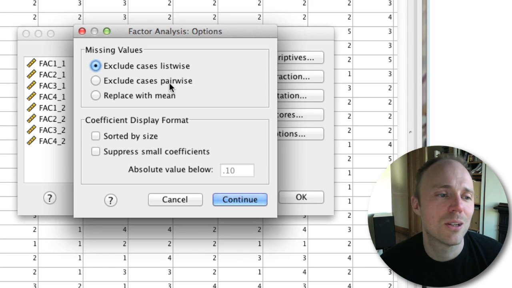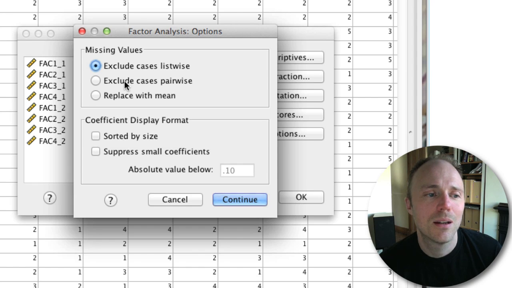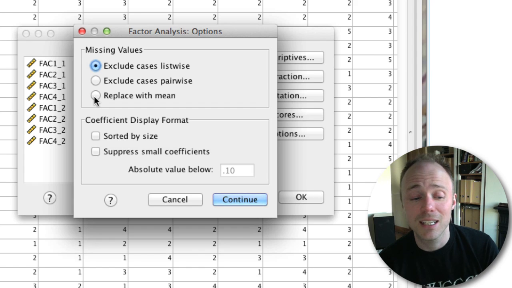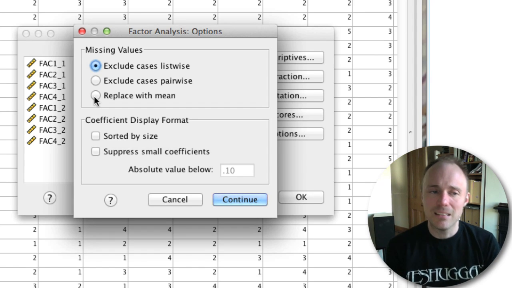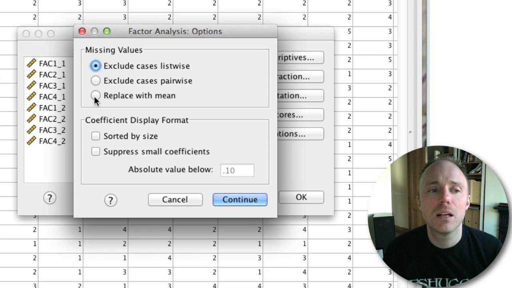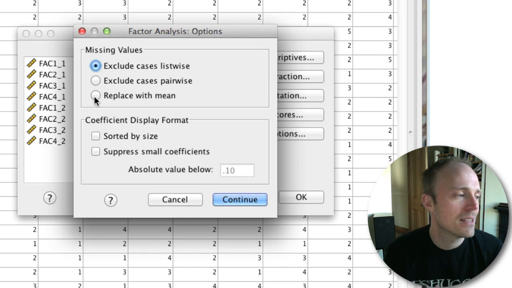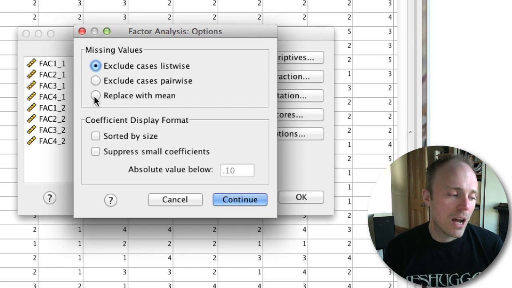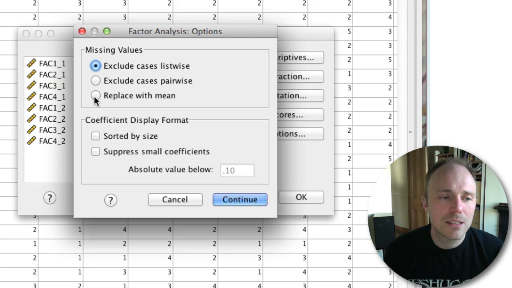You can get quite peculiar results when you choose this kind of exclusion by the pairwise method. And replacing with the mean is just taking any missing data and replacing it with the mean value for that particular variable, which again is not that advisable. It's kind of okay if you've got a few missing values, but if you start having lots of missing values, replacing with a mean, all that really does is reduce the variance in each of the variables, so it's not a great thing to do.